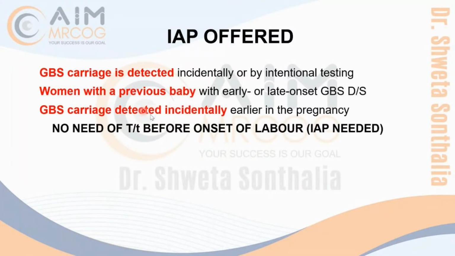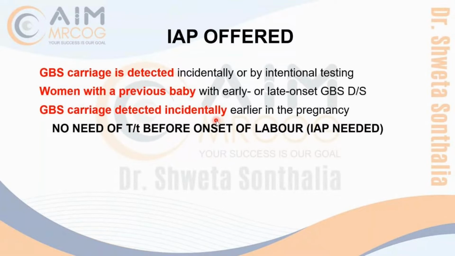What about if you have detected it incidentally earlier in pregnancy? Like if I have done a HVS for a woman at 22 weeks and I found she's GBS positive, I'm not going to treat her at that time. I'm going to treat her at the onset of labor, right? No need before onset of labor. So you have to understand that you will give her IAP when she starts the labor.